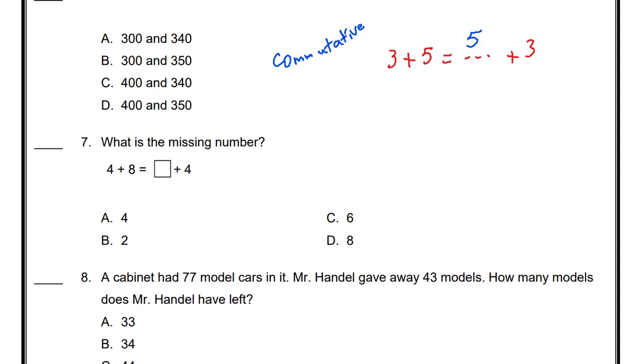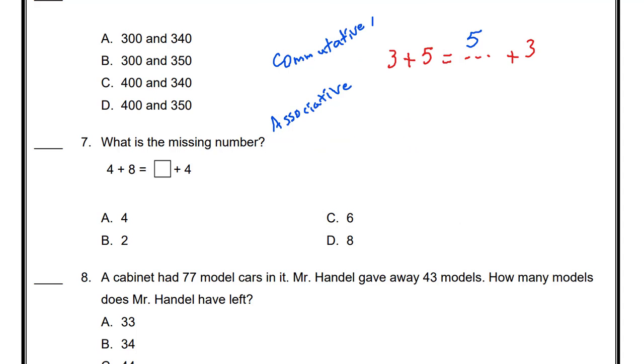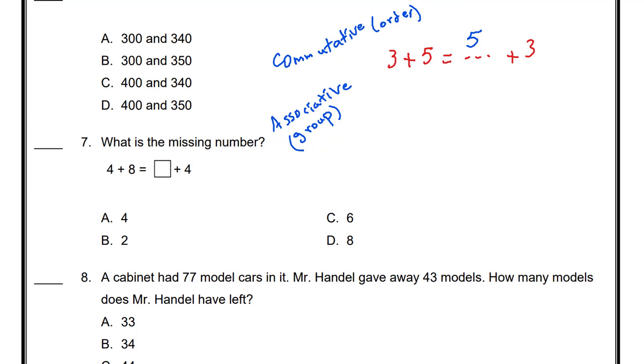We have also associative property. And the associative property, I will write the other name also. Commutative is order property, and associative is grouping property. So in this case, if we have 3 numbers like 7 plus 8 plus 2, and I have the brackets here, I can write it 7.